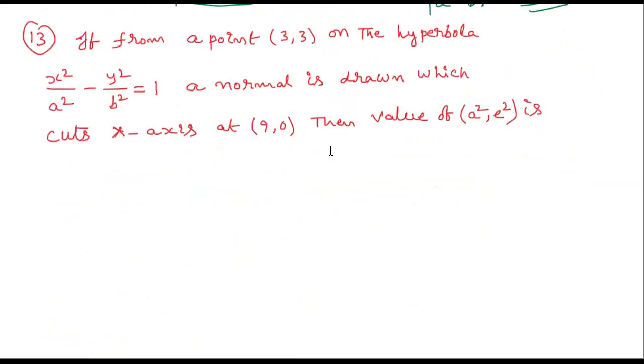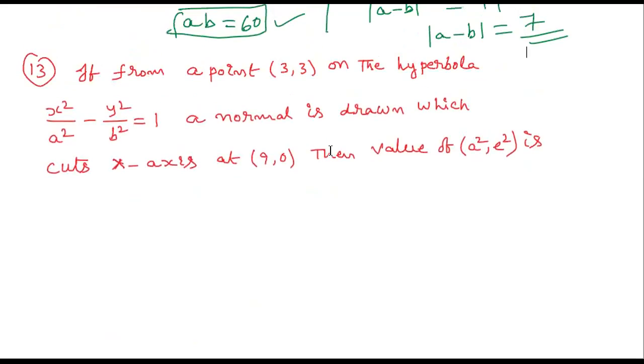Now I'm going to the 13th question. See the 13th question, what they have given. From a point (3, 3) on the hyperbola x square by a square minus y square by b square is equal to 1, a normal is drawn which cuts the x-axis at (9, 0). Then find the value of a square comma e square.